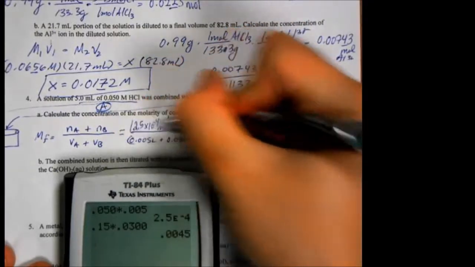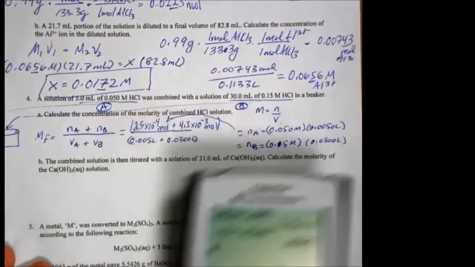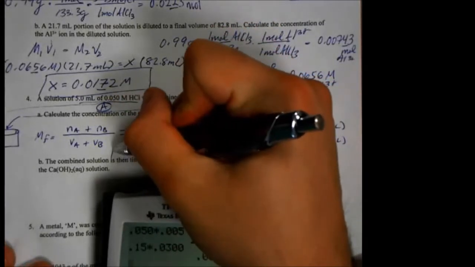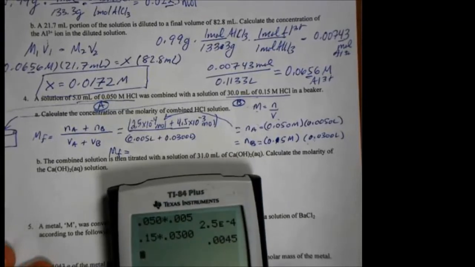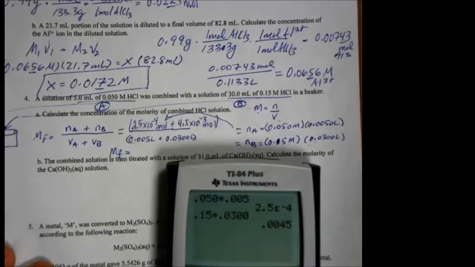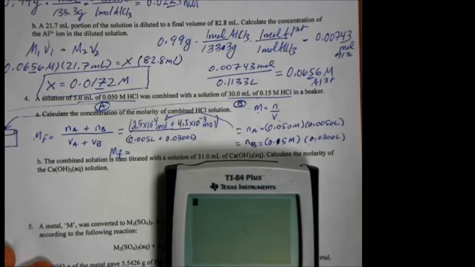So if we plug this into our calculator now, and we want to calculate the molarity final, we can do that by doing the following. So we can say 2.5 times 10 to the minus 4th moles plus 4.5 times 10 to the minus 3rd moles divided by 5 mL plus 30 mL. And now remember, I'm converting these to liters because the bottom needs to be in liters.